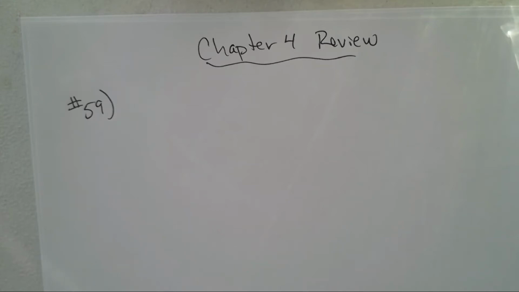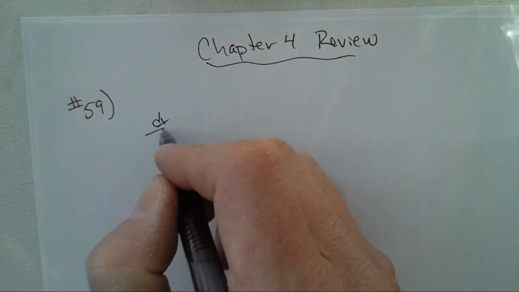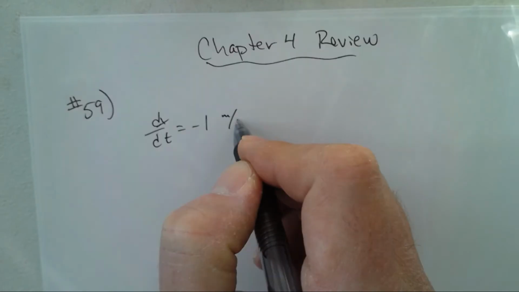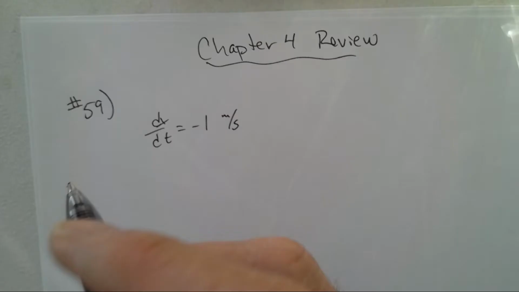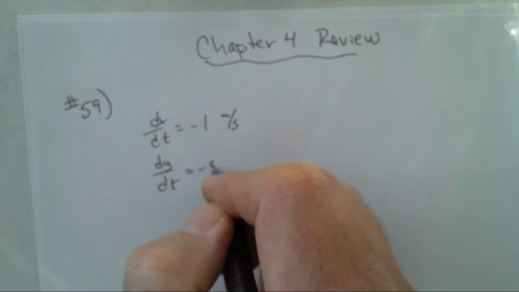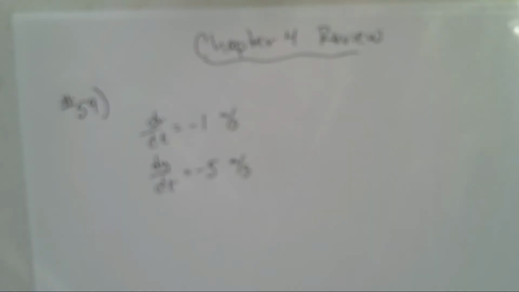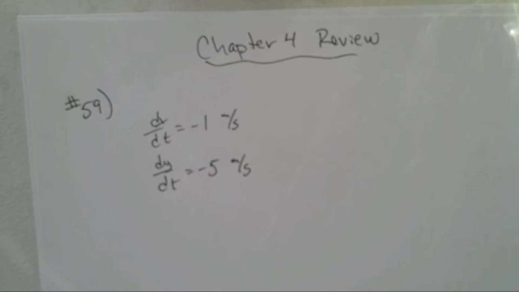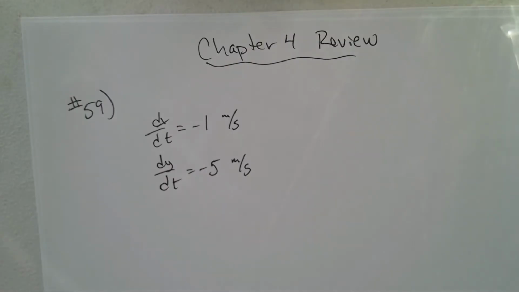Chapter 4, review number 59. The coordinates of a particle moving in the plane are differentiable functions of time with dx/dt equals -1 meters per second and dy/dt equals -5. How fast is the particle approaching the origin as it passes through the point (5, 12)?